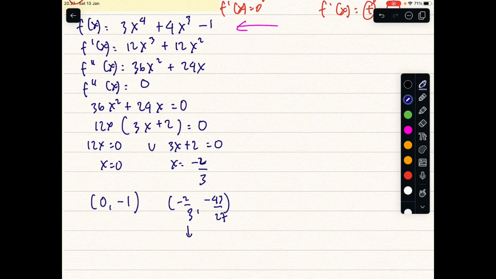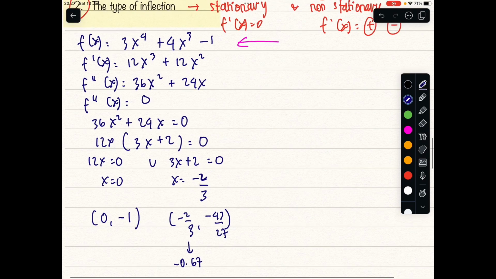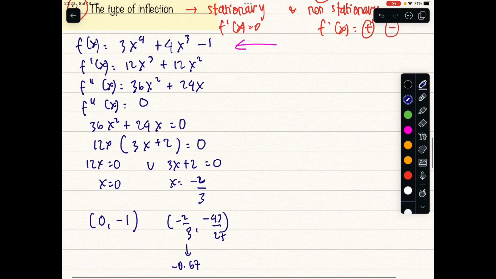Now, we know that negative 2 over 3 is approximately negative 0.67. Why do we need to know that? Because it's just for us to know what to choose for the neighbors of negative 2 over 3, what's on the left and on the right side. Okay, let's check whether there's a change in concavity.